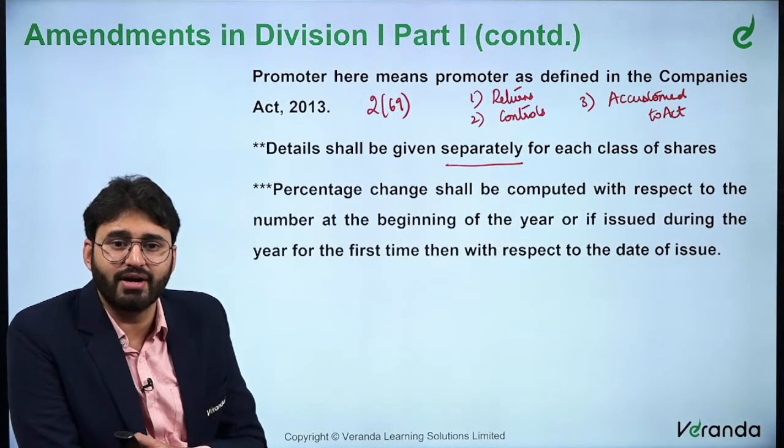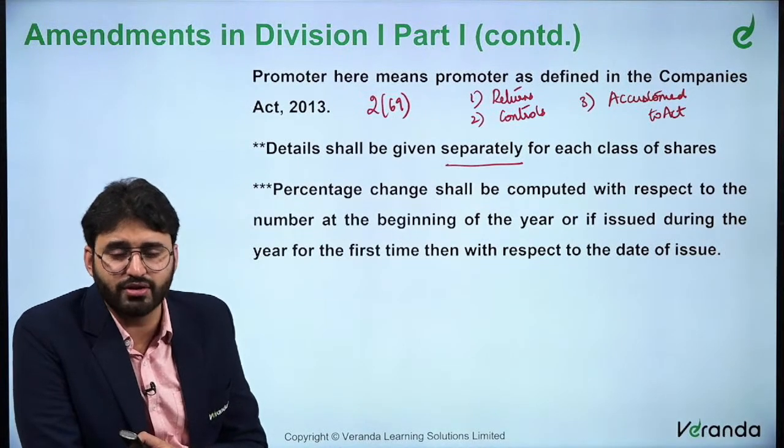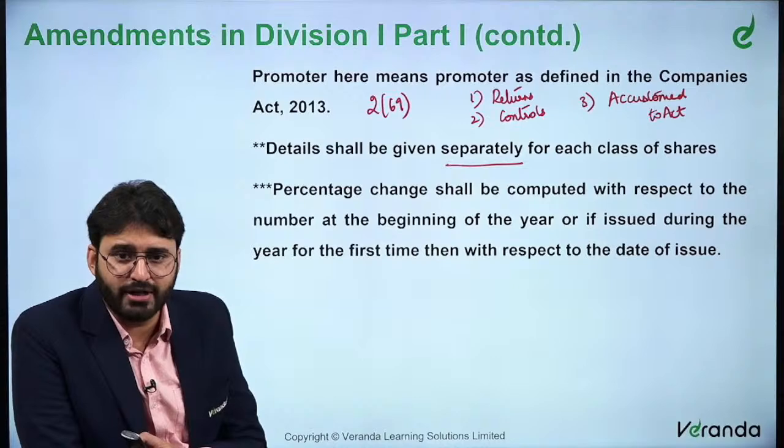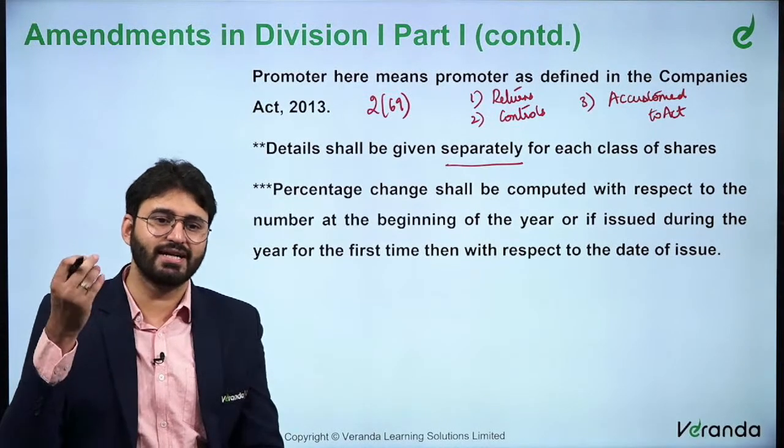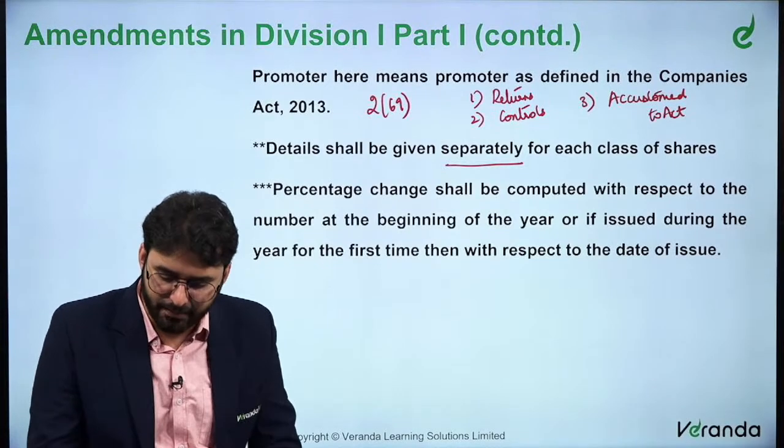Percentage shall be computed with respect to the numbers at the beginning of the year, or if issued during the year for the first time, then with respect to the date of issue. So, the percentage of shareholding, what will be my denominator? It will be the number at the beginning of the year.